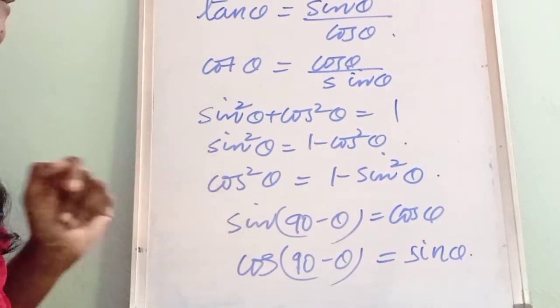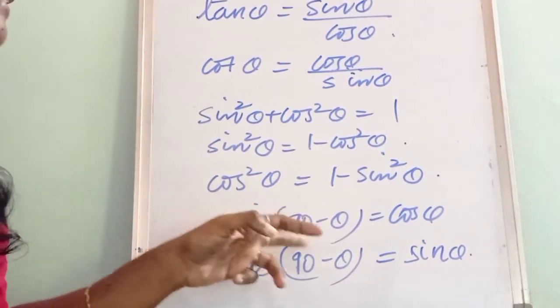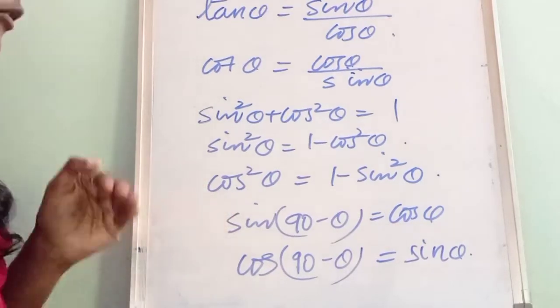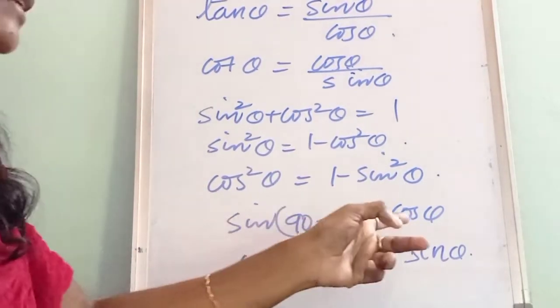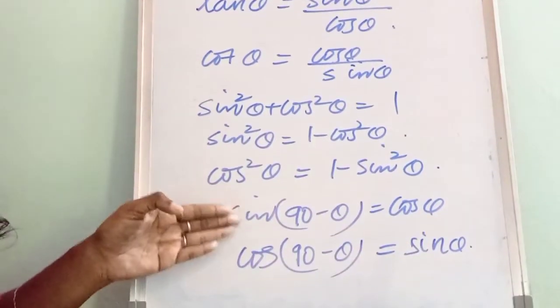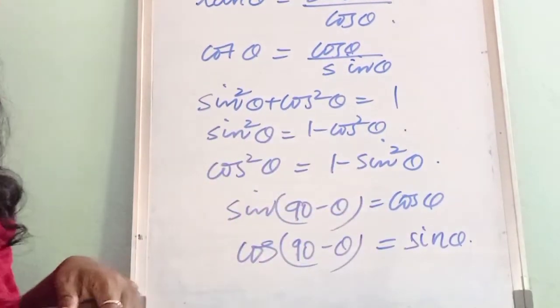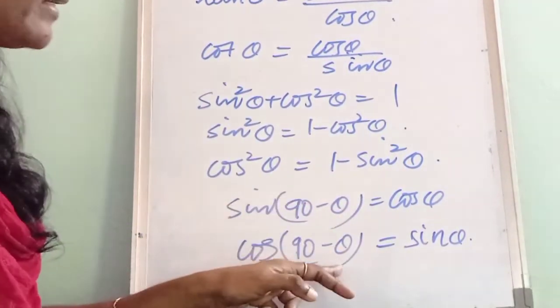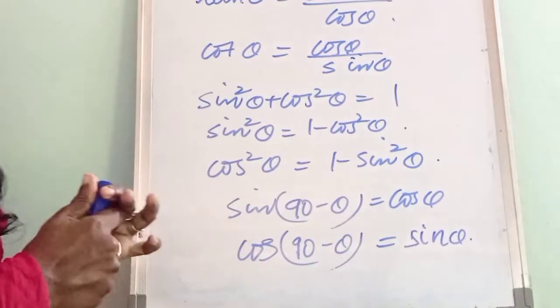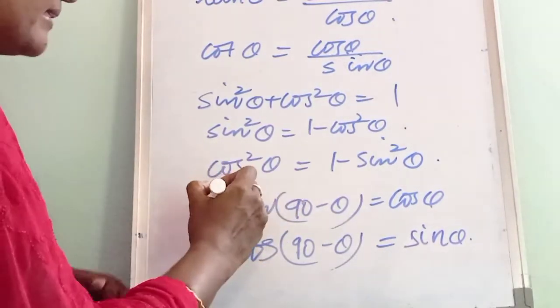And the next is we can write sin of 90 minus theta. What is the value of sin of 90 minus theta? Actually it is cos theta. Then cos of 90 minus theta is actually sin theta. Cos of 90 minus theta is what?